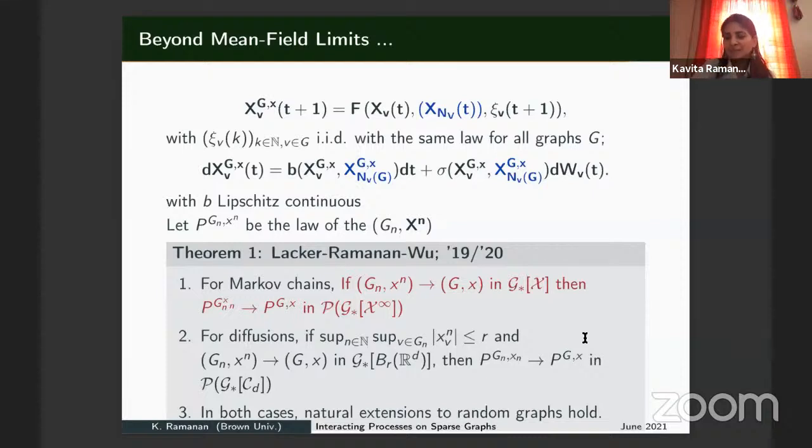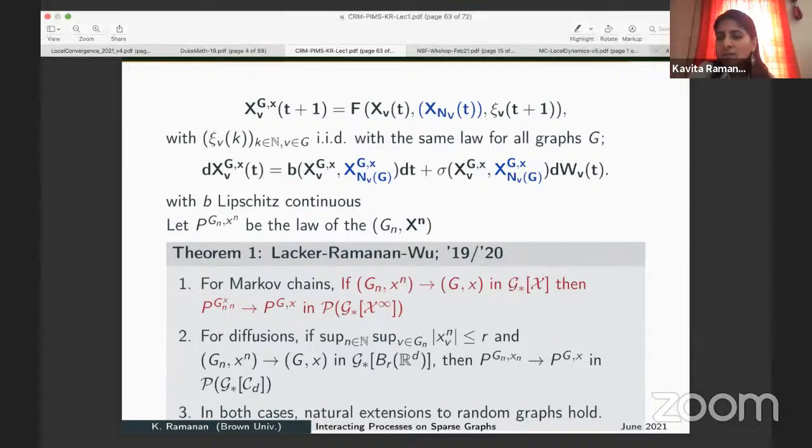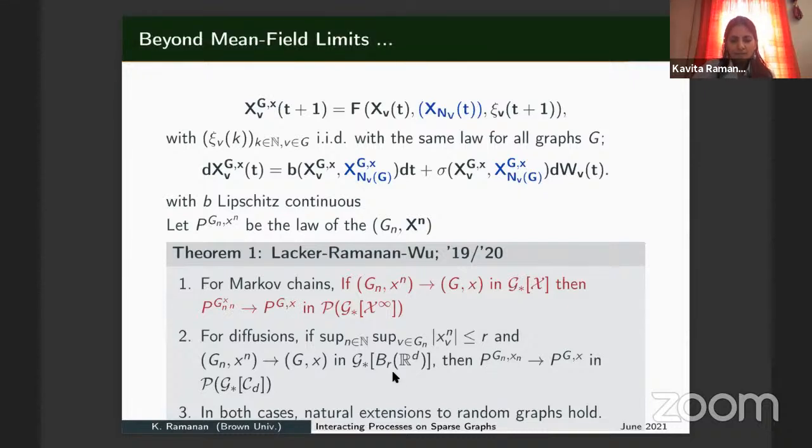Kavita, the convergence in 2 is almost surely, right? Yes. Which one? Sorry. In 2 or 1, they are almost surely. Right now these are deterministic graphs, and I'm saying that, supposing it's a deterministic graph, the law of the process converges to the law of the limit process. Okay.